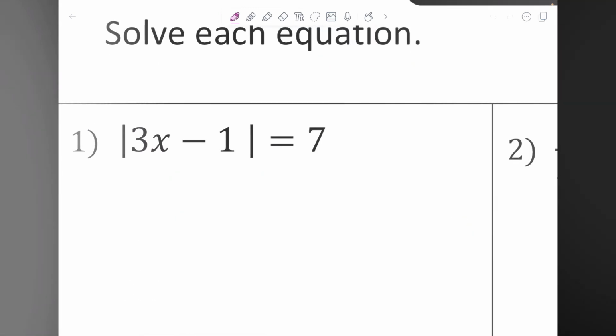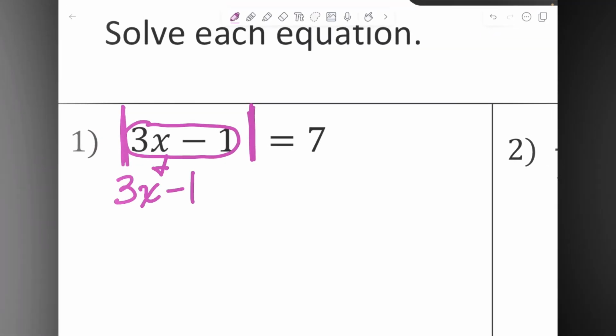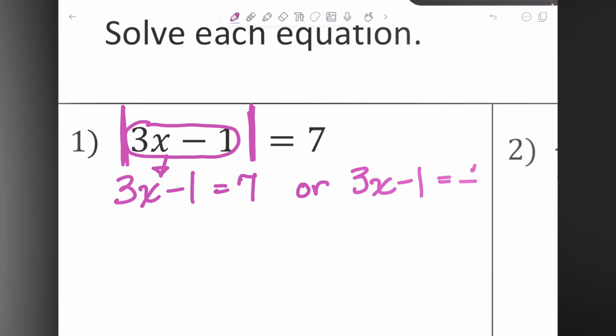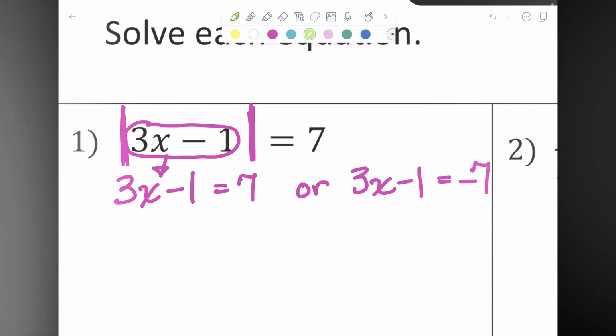The absolute value of 3x minus 1 is equal to 7. Well, that means everything inside of the absolute value symbols is going to be set equal. You're going to write that whole expression down, and you're going to say it's either going to be equal to positive 7, or that same statement could be equal to negative 7. So now you have two separate equations, and we're going to solve both equations. Do not assume they're going to get the same answer, because this 7 and this negative 7 are going to change how the answers look.